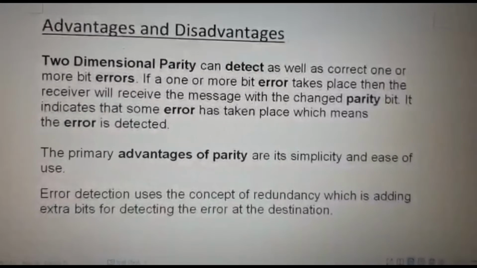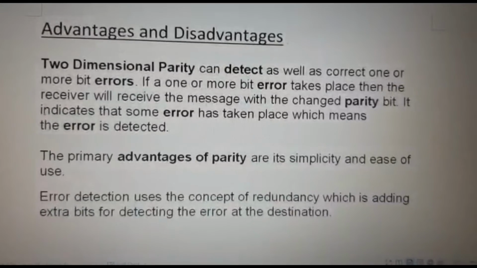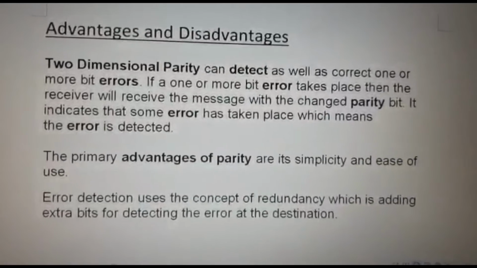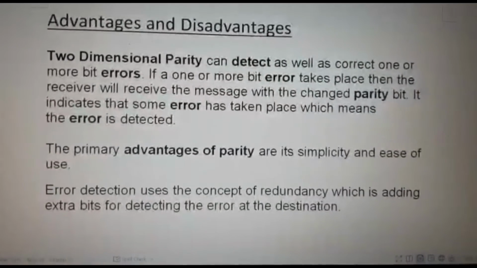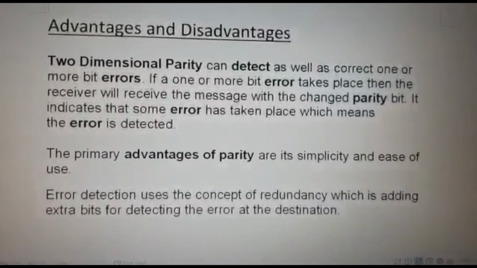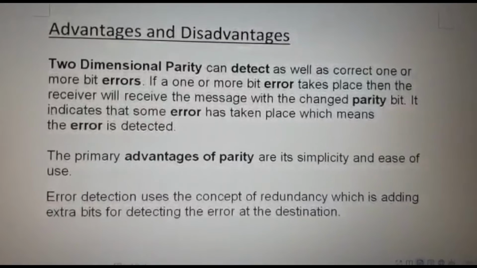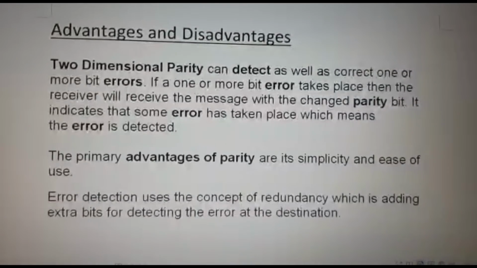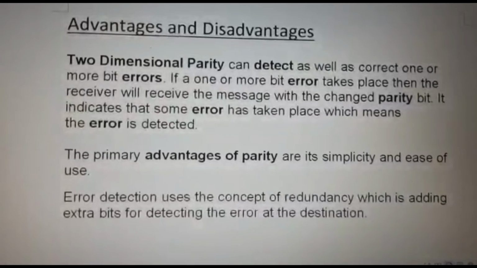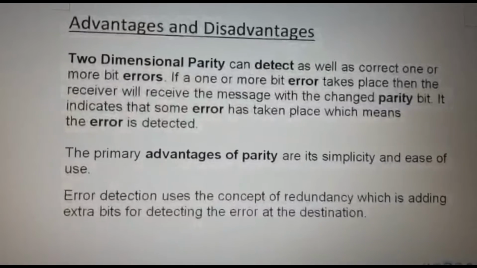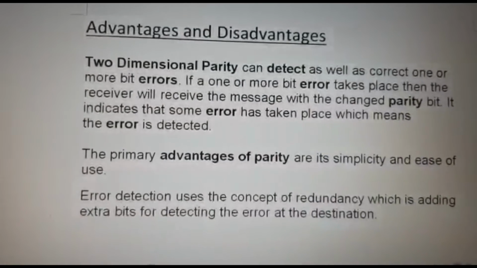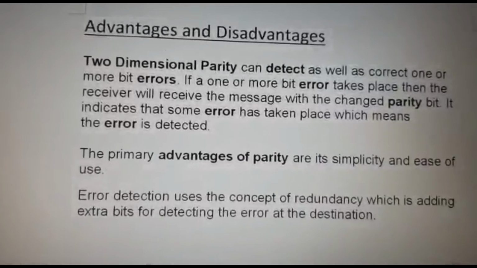Now we are going to talk about the advantages and disadvantages of the two-dimensional parity checker. It can detect and correct one or more bit errors at the same time. One of the biggest advantages of the two-dimensional parity checker is that it also indicates where the error has taken place. We can primarily describe the advantages of parity as its simplicity and ease of use, and it also uses the concept of redundancy, which is adding extra bits for detecting the error at the destination.